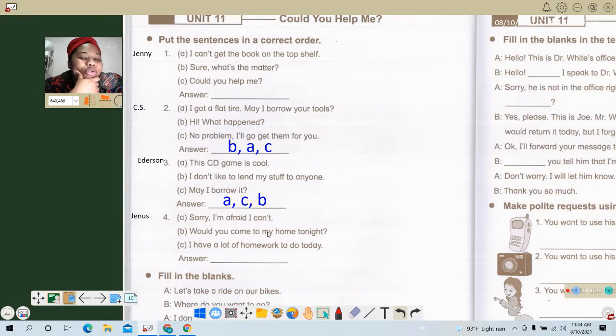Are you sure it's "a long" of homework? A lot. A lot of homework to do today. One more time, CS. Sorry, I'm afraid I can't. Would you come to my home tonight? I have a lot of homework to do today.